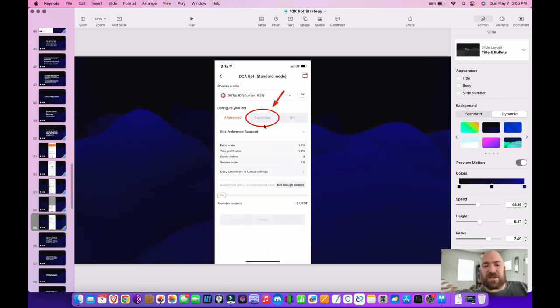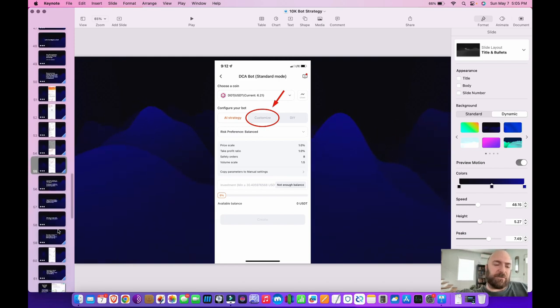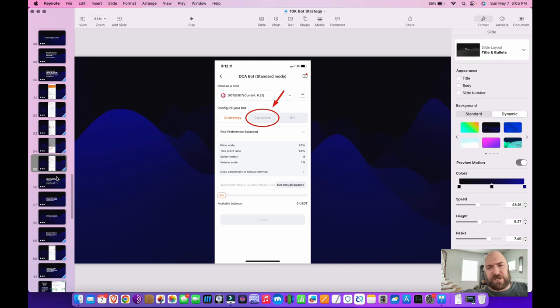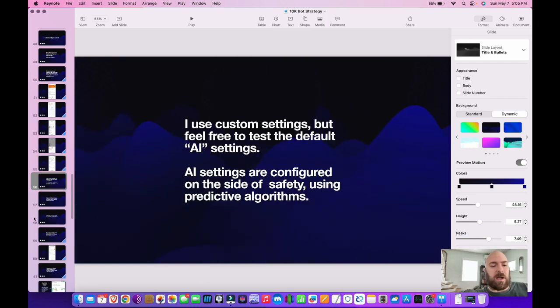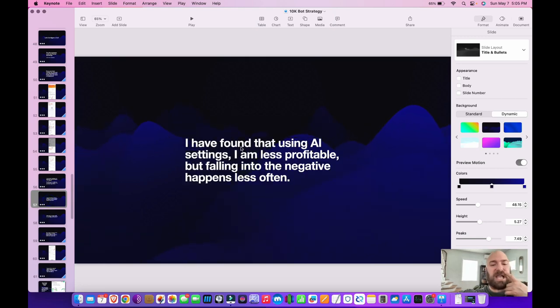The default settings are different in each program, but I always go through and customize them based on the market condition. And I have another video that I just posted earlier today, actually, and I'll link it in the description, that gives you a better idea of why I set these settings the way I do. So I'm going to use custom settings in this example. I found that using AI settings or the standard settings, I'm less profitable, but it's generally safer. They configure them on the side of safety.